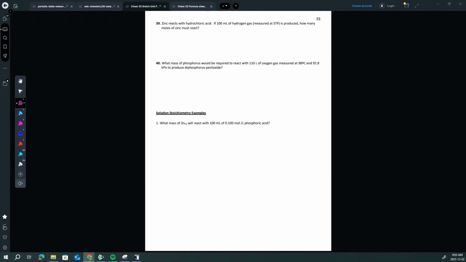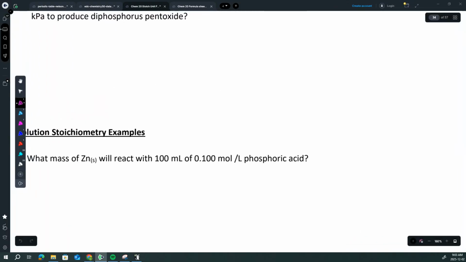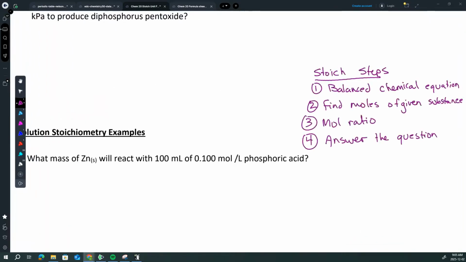Step 2, find the moles of your given substance. Step 3, use your mole ratio to convert moles of your known substance to moles of your unknown or wanted substance. And then step number 4 is going to be to answer the question. So I'm just going to take a moment to write out those 4 steps. There they are. If you want to pause this video and write them down for yourself as a reminder.